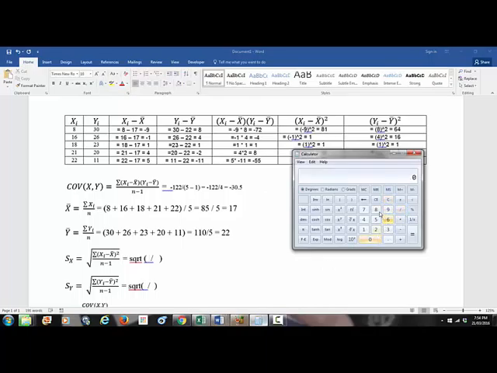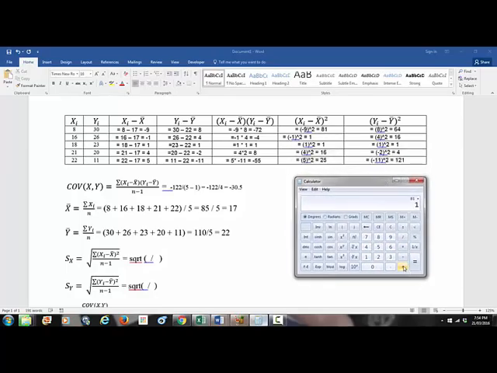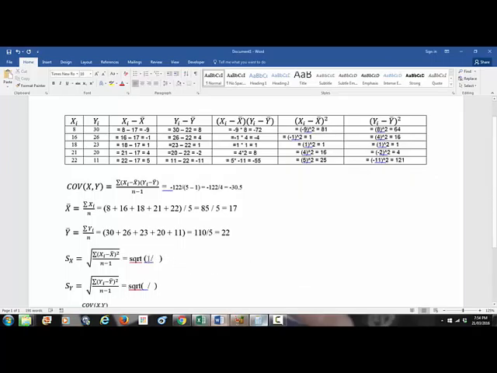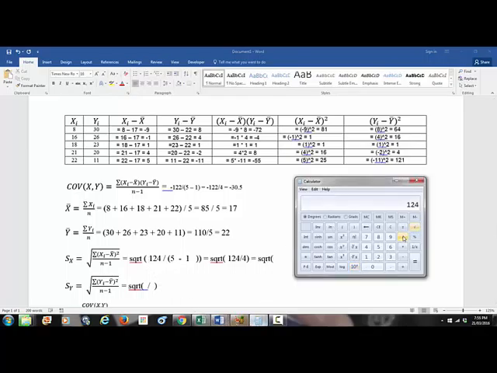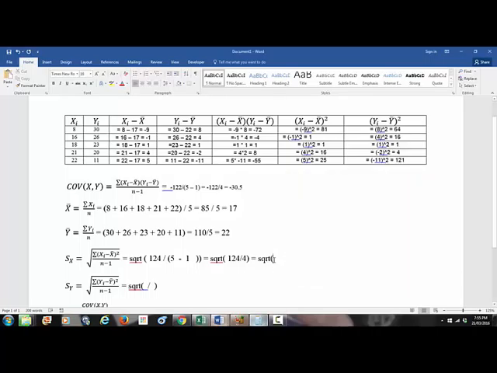So that is 81 plus 1 plus 1 plus 16 plus 25. So that equals, in this case, 124. And remember, that's divided by n minus 1, which is 5 minus 1. So that is equal to the square root of 124 divided by 4, which is equal to the square root of 31.